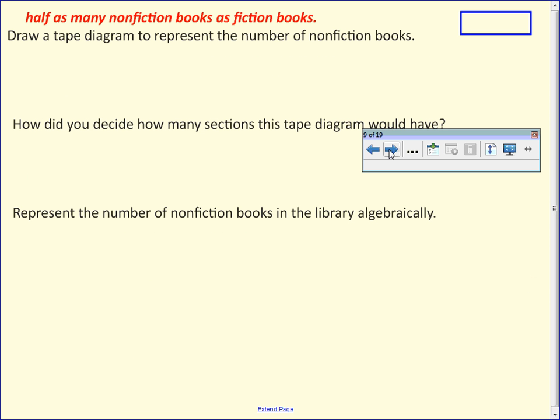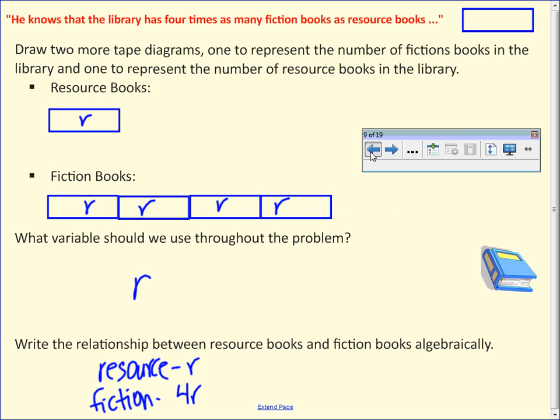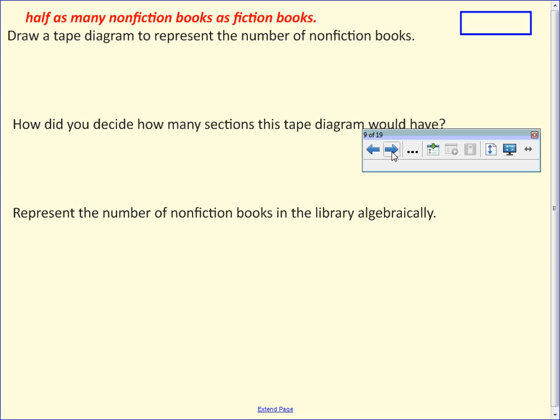Now that I know how many fiction books I have, let's figure out how many nonfiction. So I'm going to go back. How many R's do I have for fiction books? Everybody? 4. So if I have half as many, what do I have? 2. You guys are so smart. So here's my tape diagram for nonfiction.